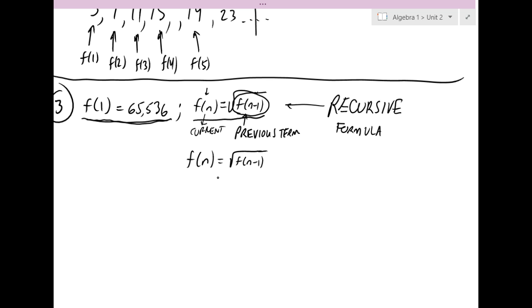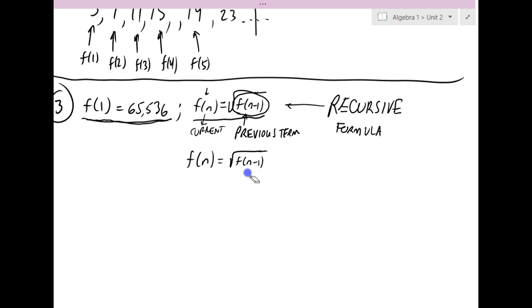Okay, Rachel? The square root of f times 2 minus 1. No. Okay, Andre? The current term equals square root of the current term minus 1? What are we calling this? We didn't call it. This is current term. The previous term. Okay, so state that again. I think you have it. So the current term equals square root of the previous term? Perfect. So this is what we want to say when we see this.